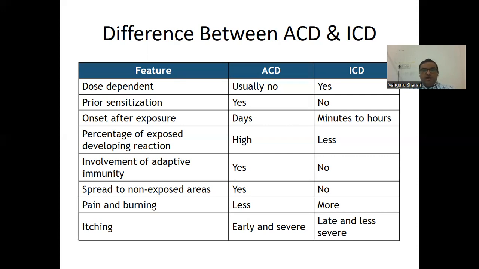What percent of people who are exposed get reactions? In allergic, almost everybody. In ICD, a far smaller number of people. What is the involvement of adaptive immunity? It is there in ACD. In ICD, no. Any spread to non-exposed areas in ICD? No. In ICD, wherever the irritant is touching, only that area will be involved. Remote areas won't be involved. In ACD, remote areas could also be involved. Pain and burning are more in ICD, more symptomatic, and less in allergic. Itching is severe and early in ACD and late in ICD.